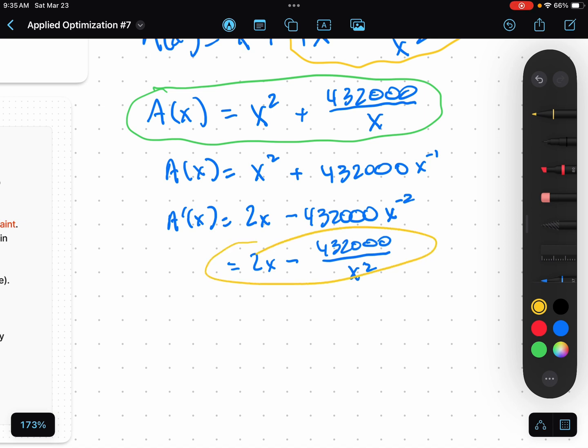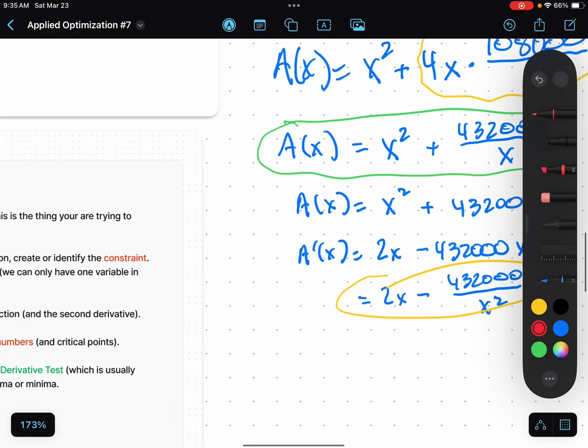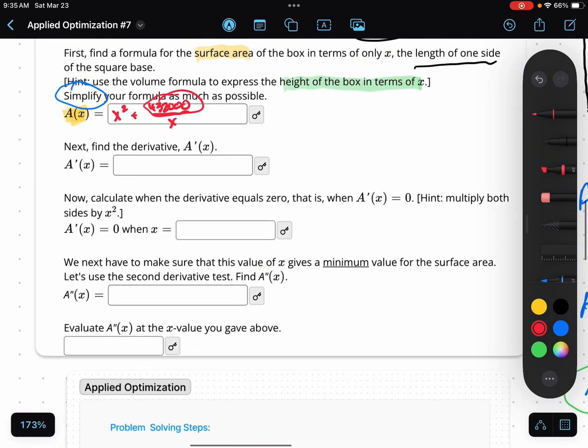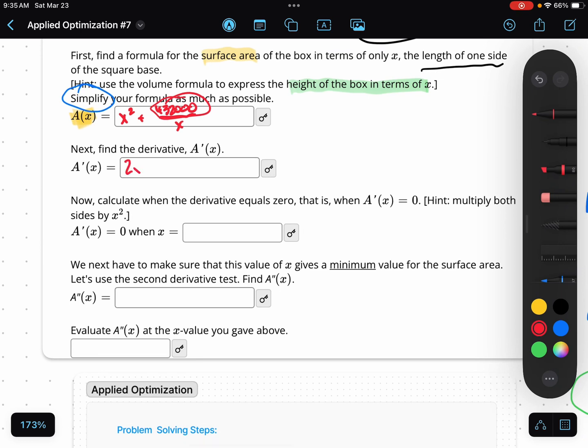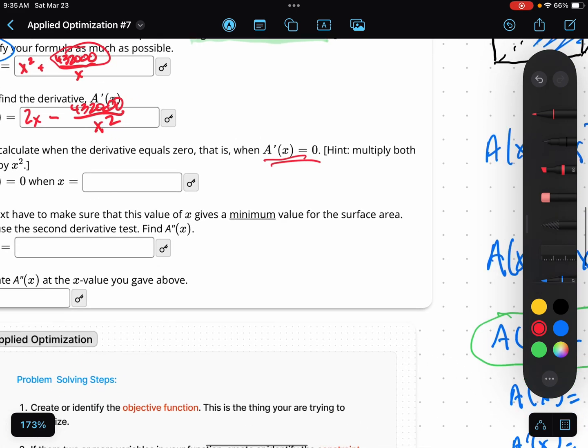Again, the only thing that's really going to change for you is the 432,000. But the derivative over here is 2x minus 432,000 over x squared. There's my derivative. Now we have to set it equal to 0 and get our critical number. And they're giving us a hint that you multiply both sides by x squared. So let me just show you how that works.